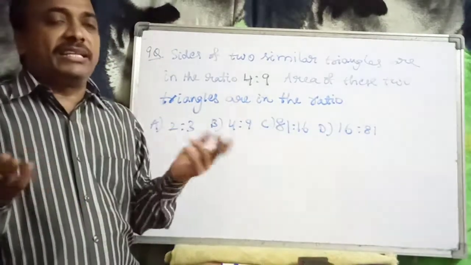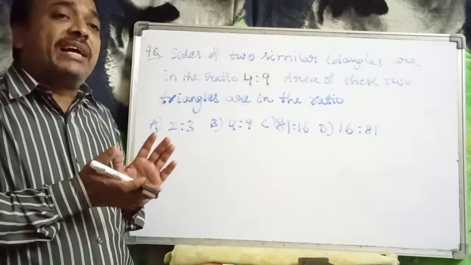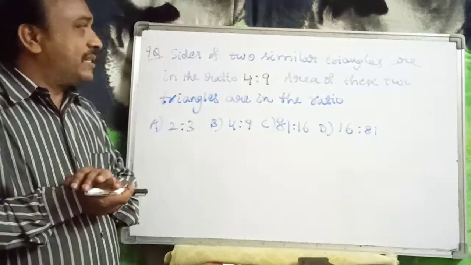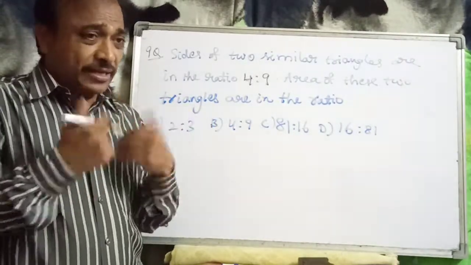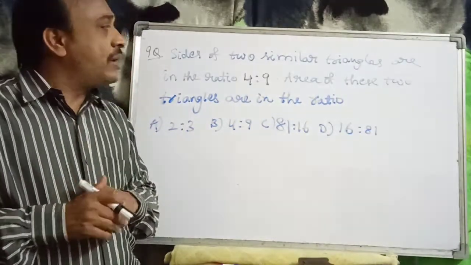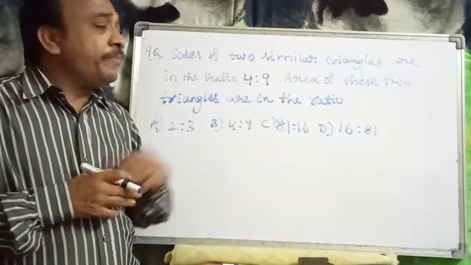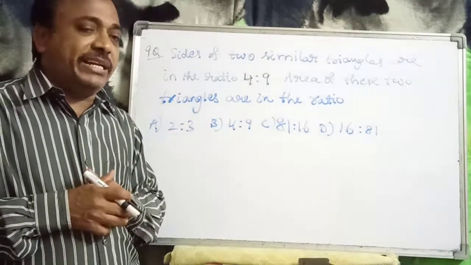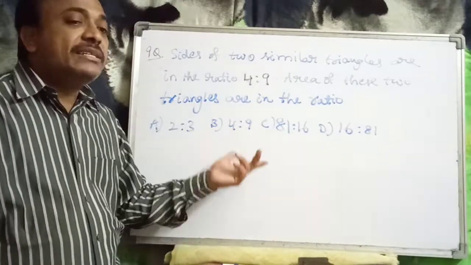Let the triangles be ABC and DEF, any two similar triangles. The ratio of areas of those two similar triangles is equal to the square of the ratio of the corresponding sides. The corresponding sides are in the ratio 4:9. Square means 4 square and 9 square. So 4 square is 16, 9 square is 81. So which will be the option? Option D, 16:81. But you have to write the steps.